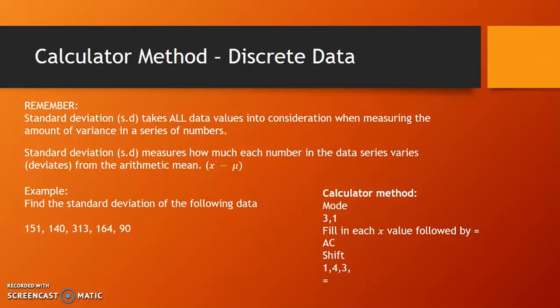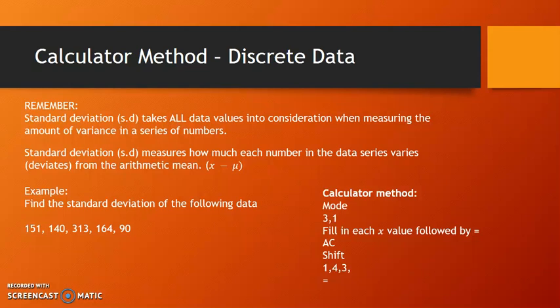Find the standard deviation of the following data: 151, 140, 313, 164 and 90. So have your calculator ready, switch it on, press the mode, followed by 3, 1, and then enter 151 equal, 140 equal, 313 equal, 164 equal, and 90 equal.